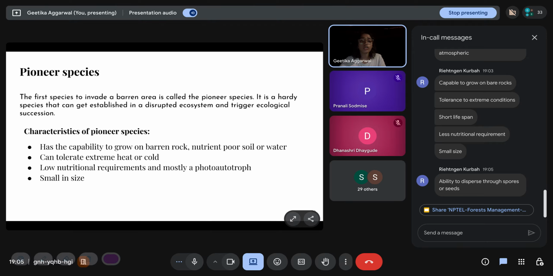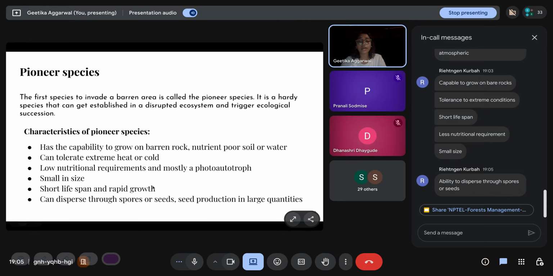Very nice. All of these are correct. Low nutritional requirements, small size, ability to disperse through spores or seeds. So these are certain characteristics of pioneer species. It should be able to grow on this barren rock, a very nutrient poor area, and tolerate extreme conditions. It has low nutritional requirements, as I said, because this barren rock will not have a lot of nutrients because it's impenetrable. This species needs to act on the rock and probably break it a little bit for the nutrients to become available for the next species.